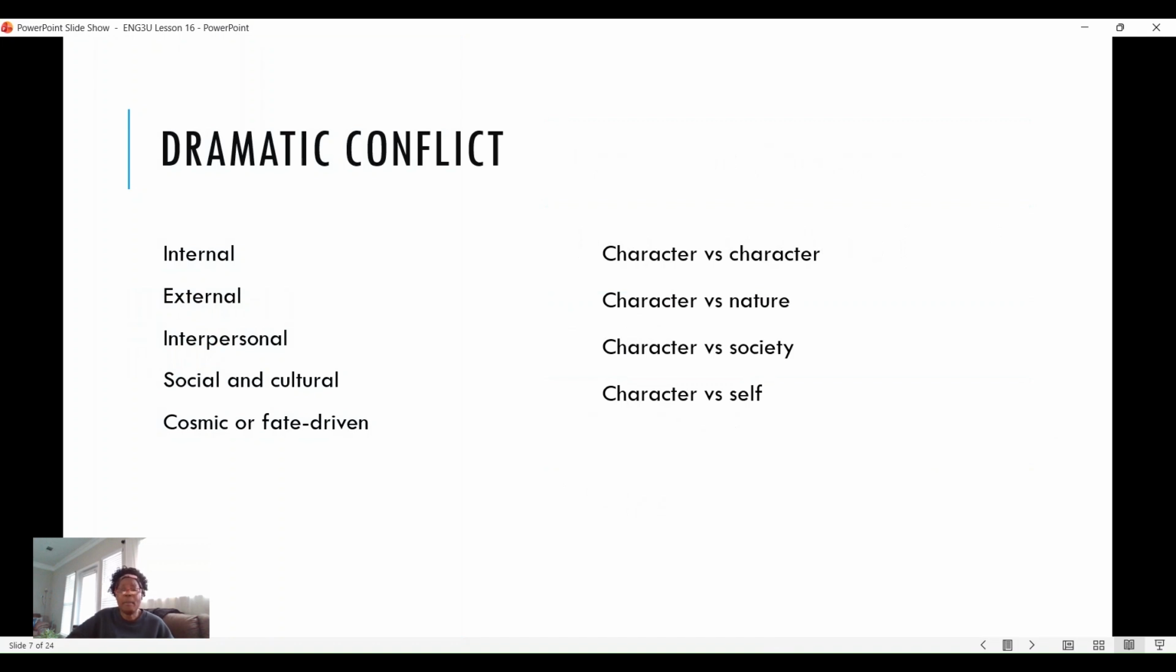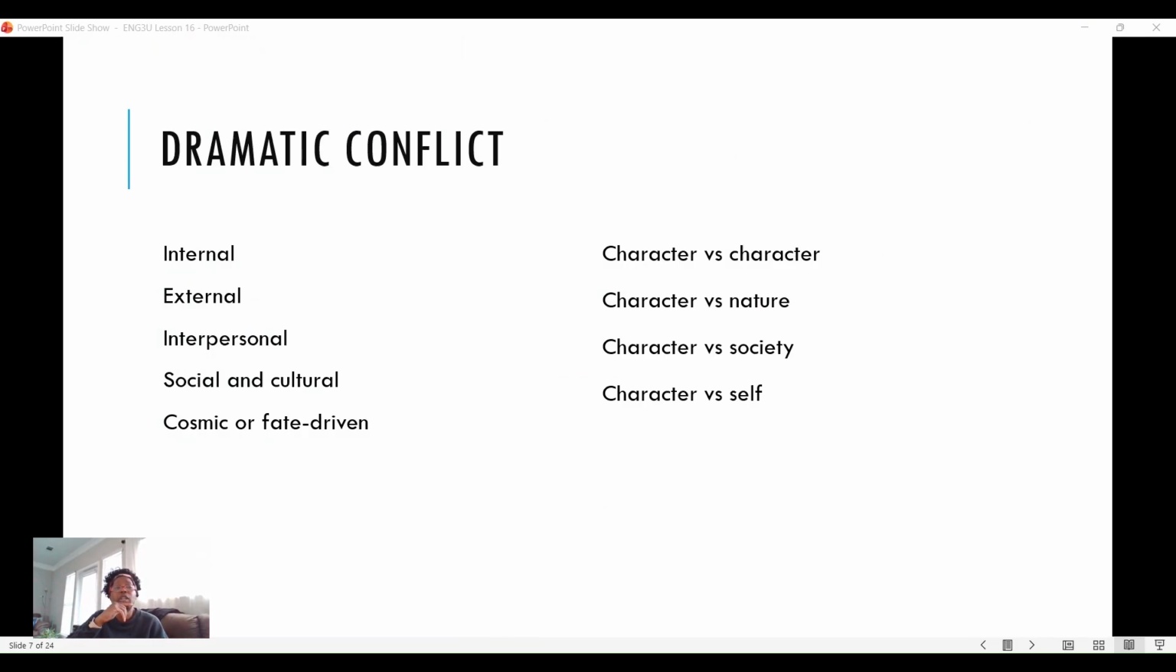So let's talk about dramatic conflict. There are different types of conflict in drama. There's internal, external, interpersonal, social and cultural, and what we would call cosmic or fate driven. Let's get into this for a moment.